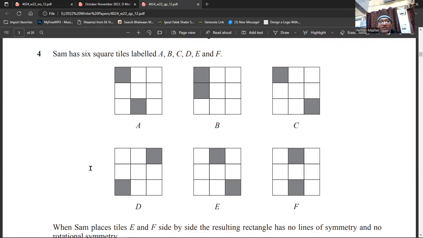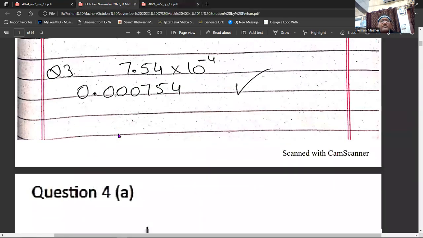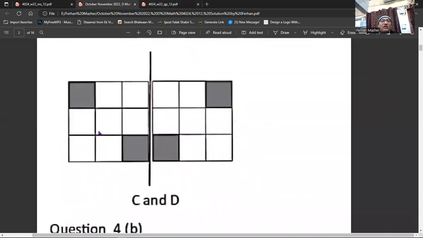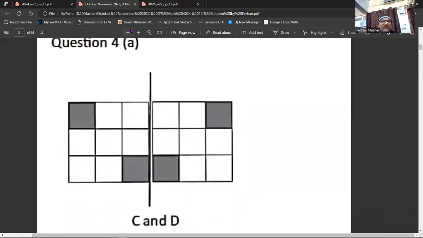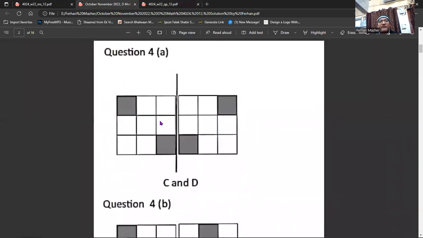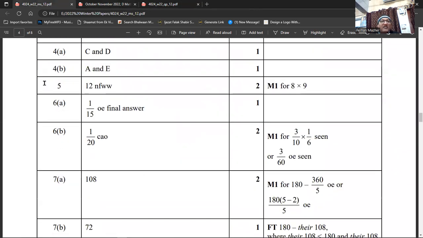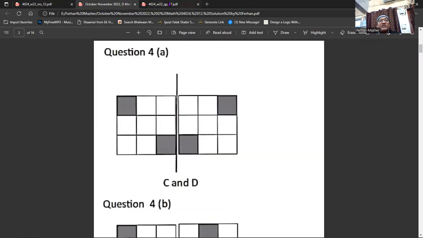So if I take C and D and place them together, I will have only one line of symmetry. So let me show you. Can you see that? If you place C and D together, this will be the pattern and this will be the line of symmetry. You can see here, when you put C and D together, there is only one line of symmetry, which I have also drawn there. So C and D is the answer for the A part. C and D is the right answer. This is the solution.